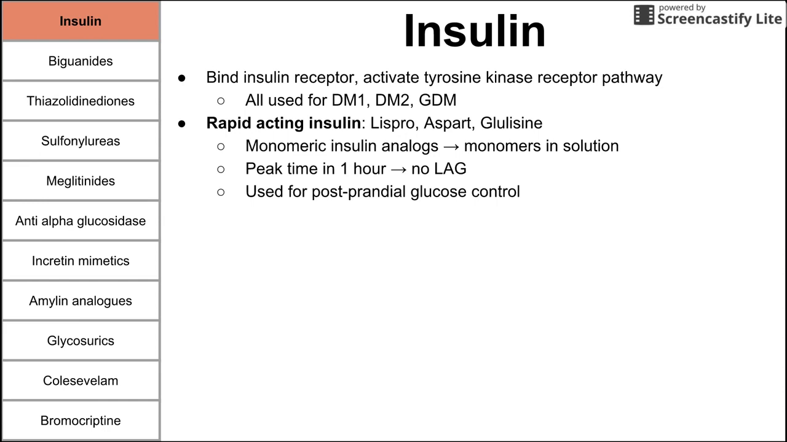These are used for postprandial glucose control. That means controlling your glucose after a meal. You might pop these in right after a meal or right before a meal or during a meal to help control the postprandial glucose spike.